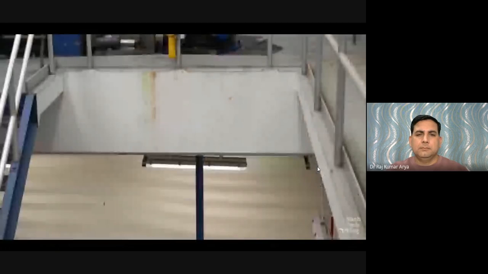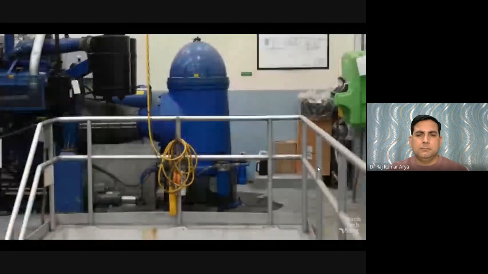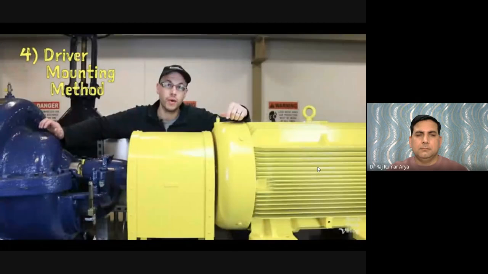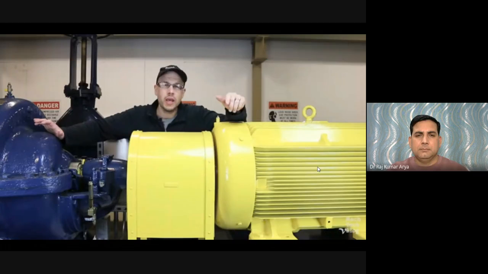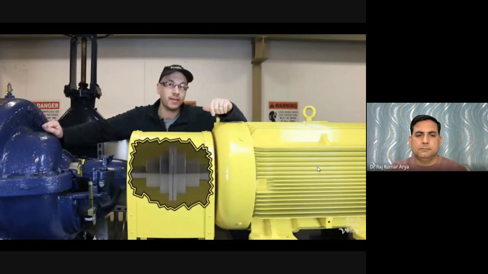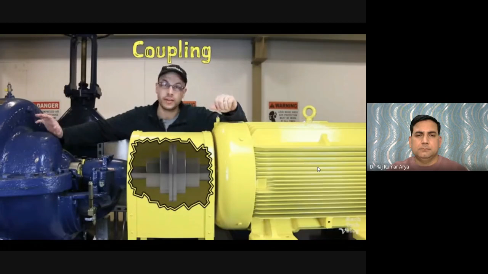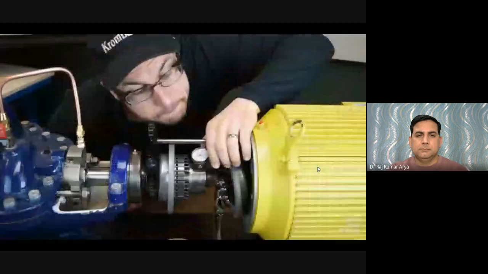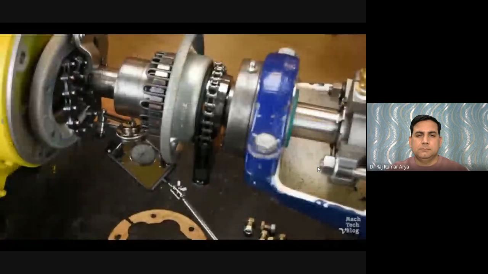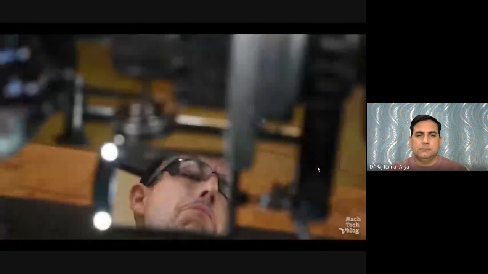This brings us to the mounting method of the driver, usually an electric motor. There are two options for transmitting rotational force from the driver to the pump, either frame mounted or close coupled. If the pump and driver are two separate units, as they are here, then the pump and driver shafts will need to be connected by some type of a coupling. Now, couplings come in all shapes, sizes, and styles, but one characteristic common to all of them is that they require proper alignment of the shafts, and that can be a very finicky process indeed.